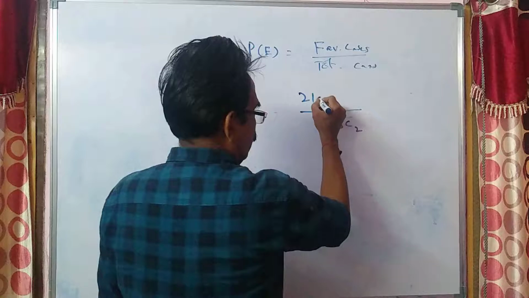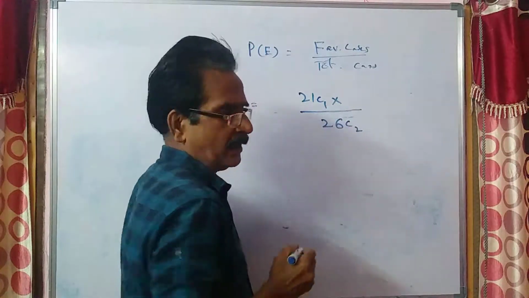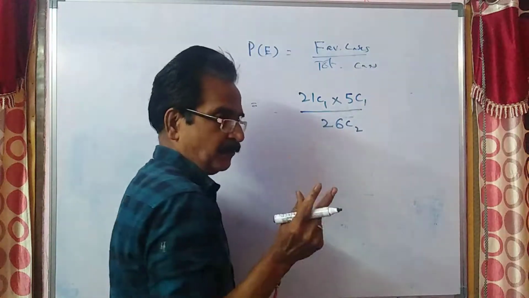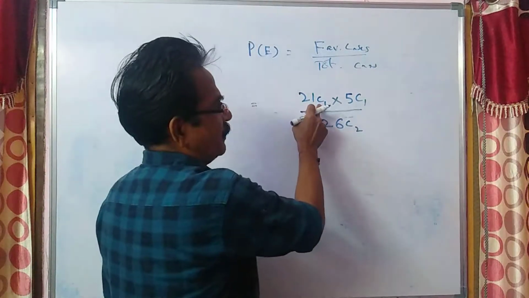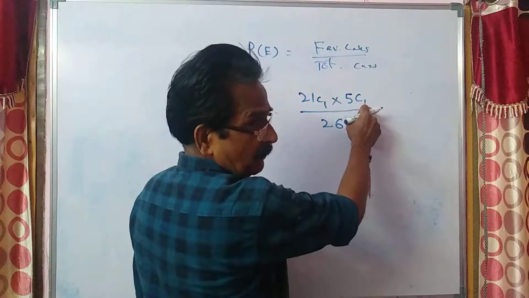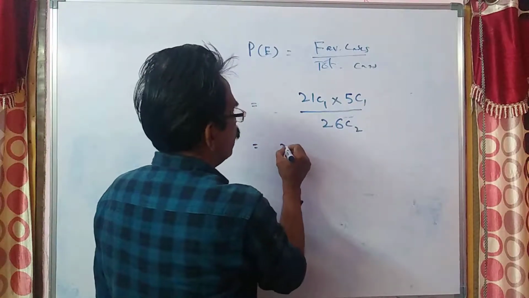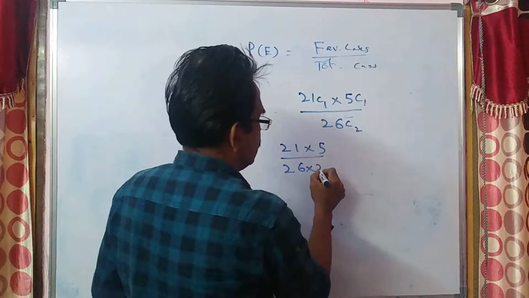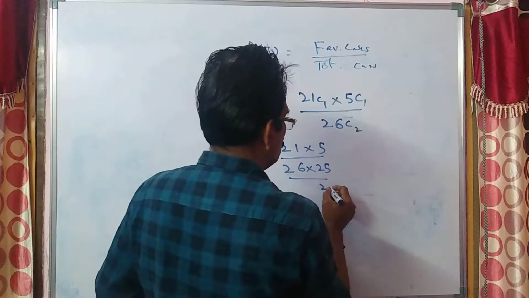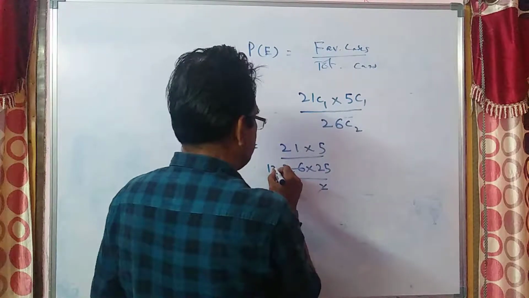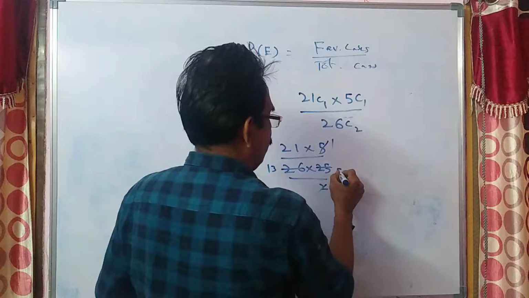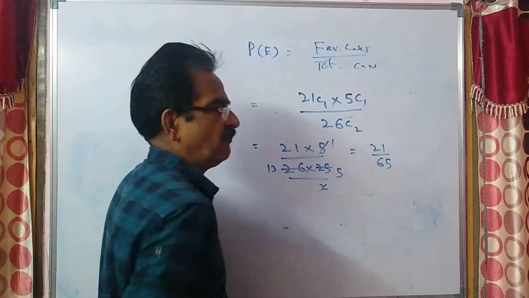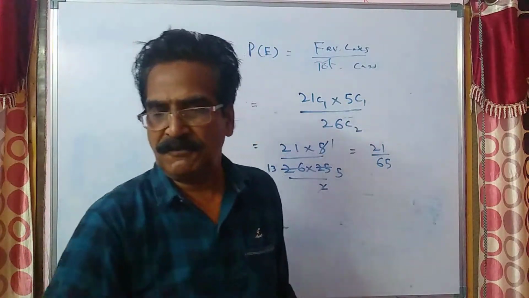So 21C1 into 5 vowels. One letter must be a consonant and one letter must be a vowel. So 21 into 5 by 26C2, that is 26 into 25 by 2. 2 ones are 2, 2 thirteens are 26, 5 ones, 5 fives. So 21 by 65 is the probability of that problem.